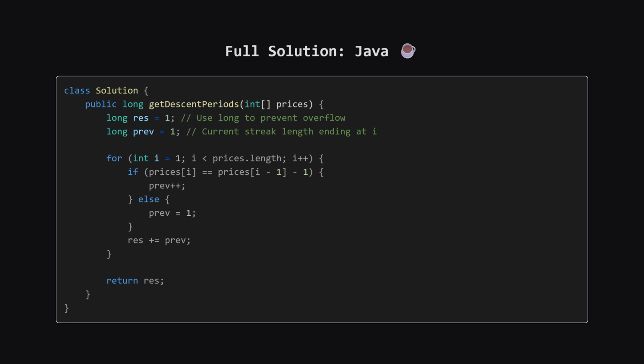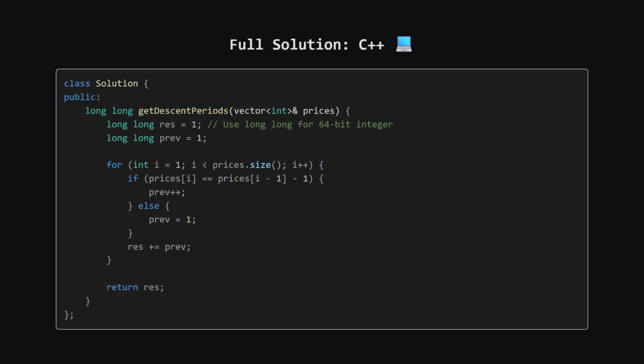Here is the full solution in Java. Remember to use long for the result variable to avoid any integer overflow issues with large inputs. You can pause here to study it. Next up, here is the C++ version. Similar to Java, we use long to ensure we have enough bits to store the potentially large answer.